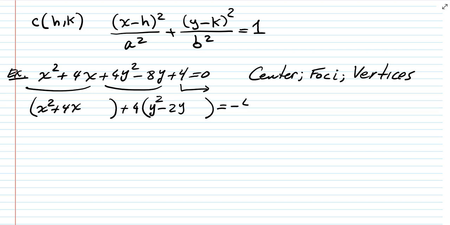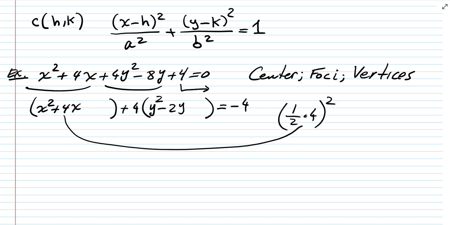And the reason for that is because when we complete the square, the coefficient in front of these squares must be 1. And what do we add? One half of the coefficient. In the case of x, the coefficient is 4. And then you square it, so that will be 4 again.